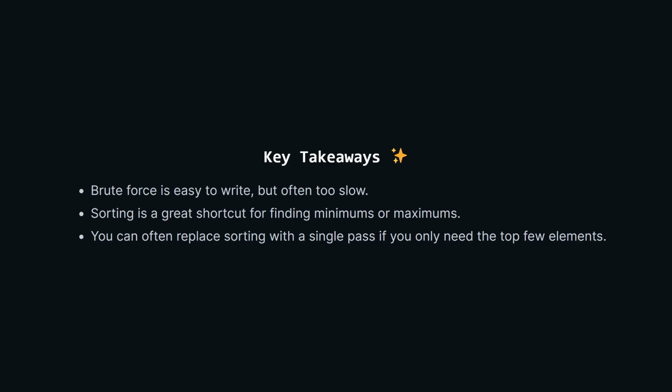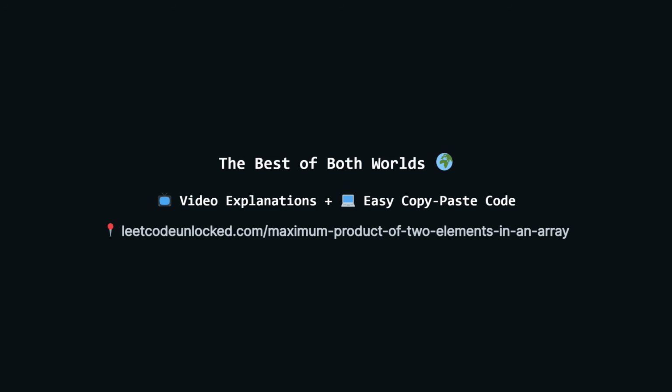So the main lessons here are, sorting is a great tool when you need extreme values, but if you only need the absolute top one or two items, a simple linear scan using a couple of tracker variables is almost always more efficient.